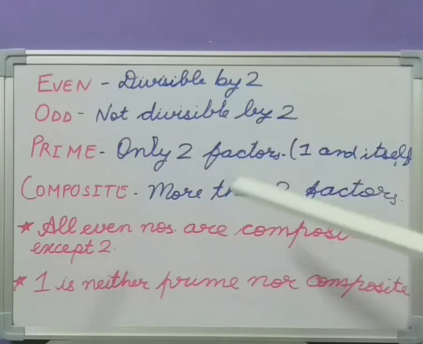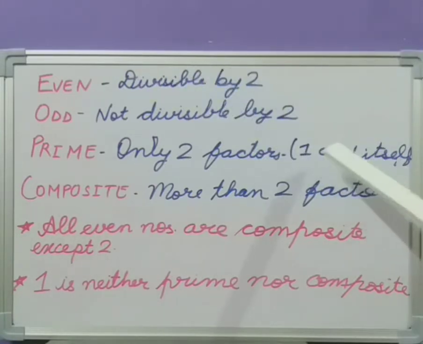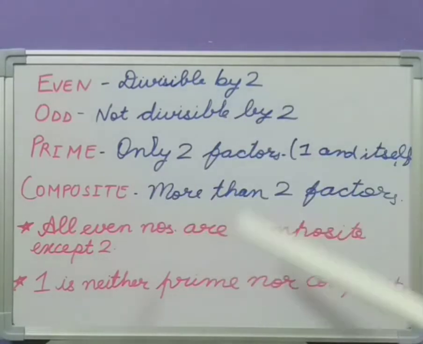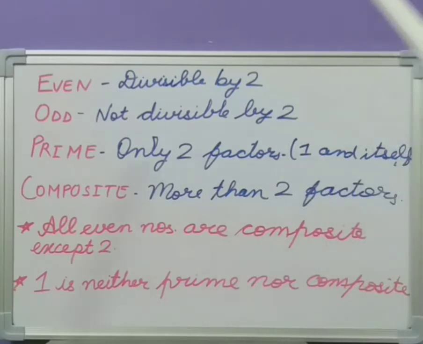That means numbers which are not even are odd. Prime numbers have only 2 factors. Now what are prime numbers? Which have only 2 factors. That means they are divisible by only 2 numbers, and those 2 numbers are 1 and itself. Composite numbers have more than 2 factors. Now it can have infinite factors but should be more than 2. So if a number has more than 2 factors, then the number is said to be a composite number.